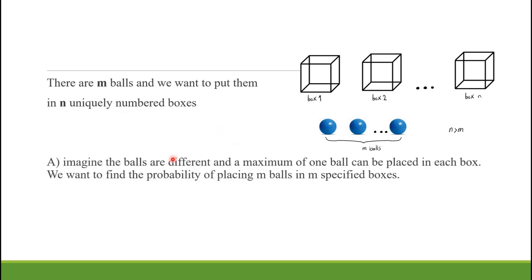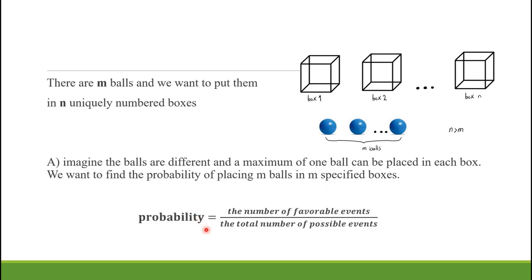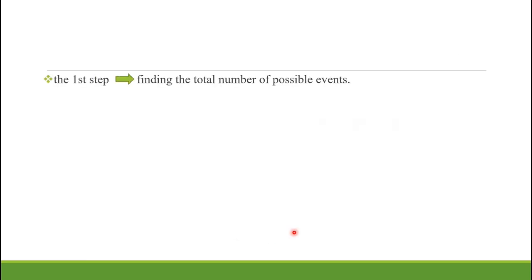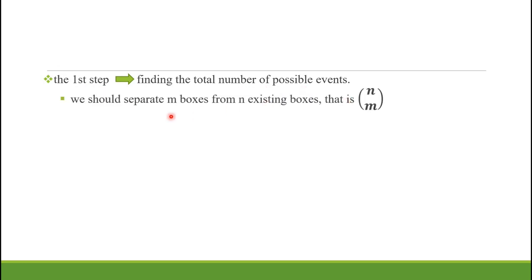In the first scenario, the balls are different, and a maximum of one ball can be placed in each box. We want to find the probability of placing m balls in m specified boxes. In order to calculate the probability of something, we must divide the number of favorable events by the total number of possible events. To find the probability we are searching for, the first step is finding the total number of possible events. For doing so, at first, we should separate m boxes from n existing boxes. That is, the number of permutations of n objects taken m at a time.